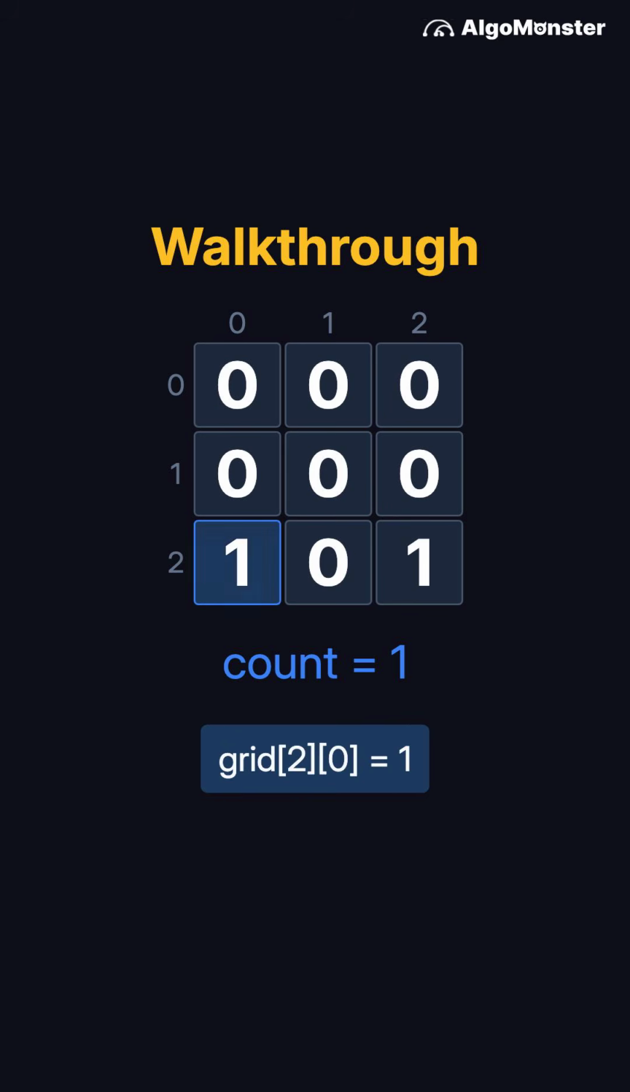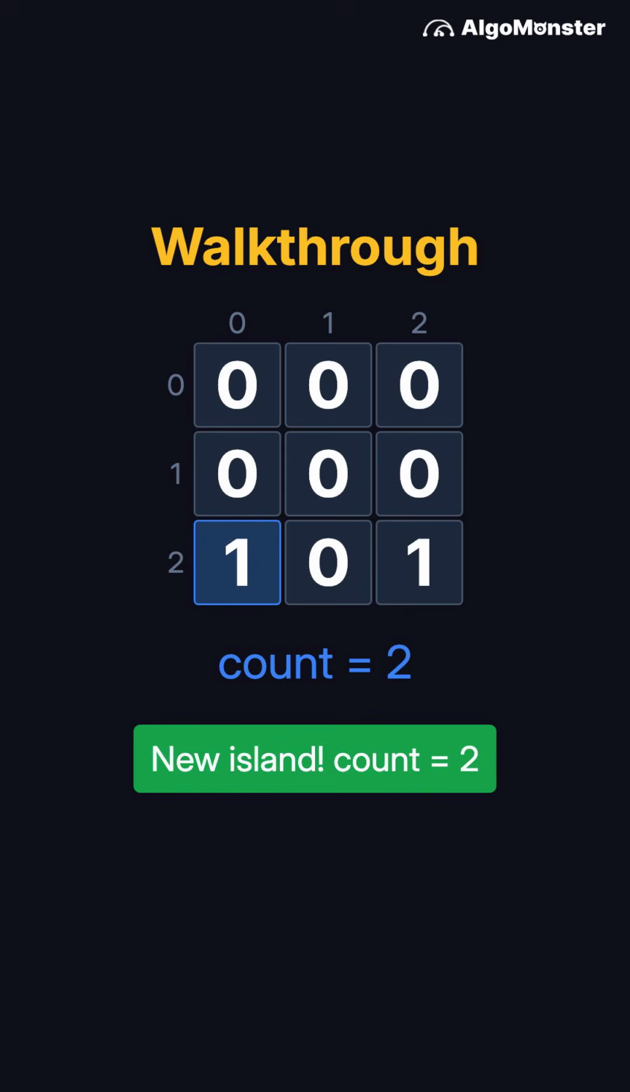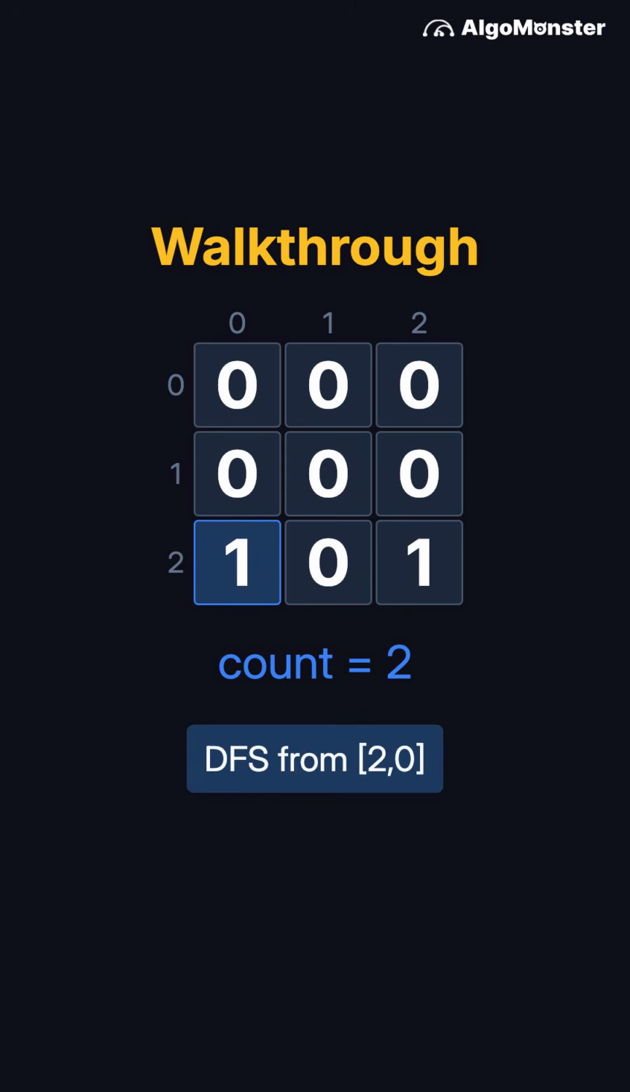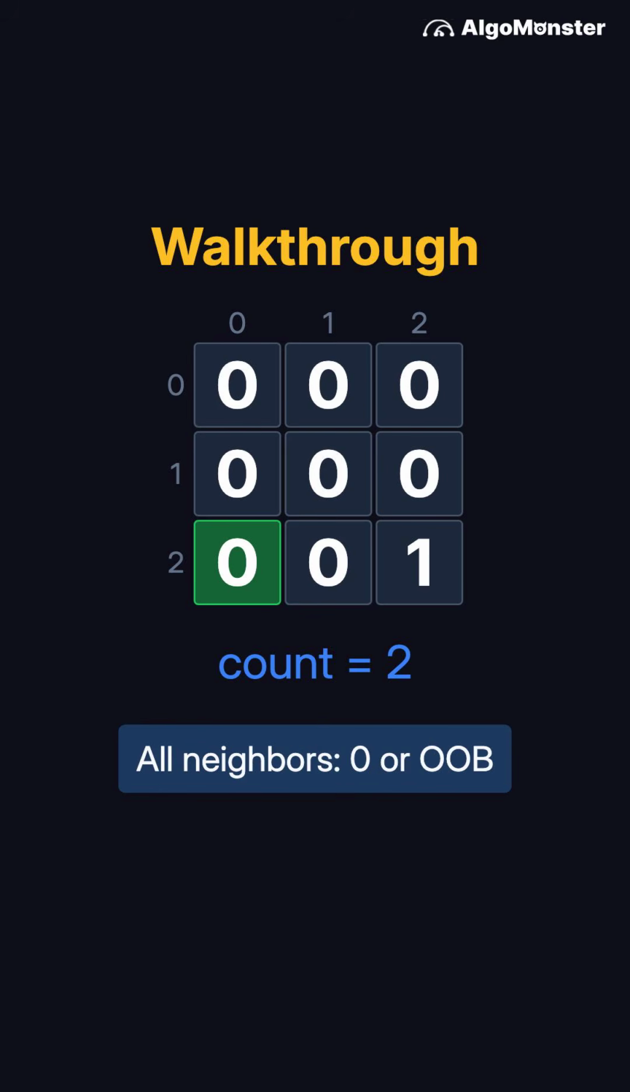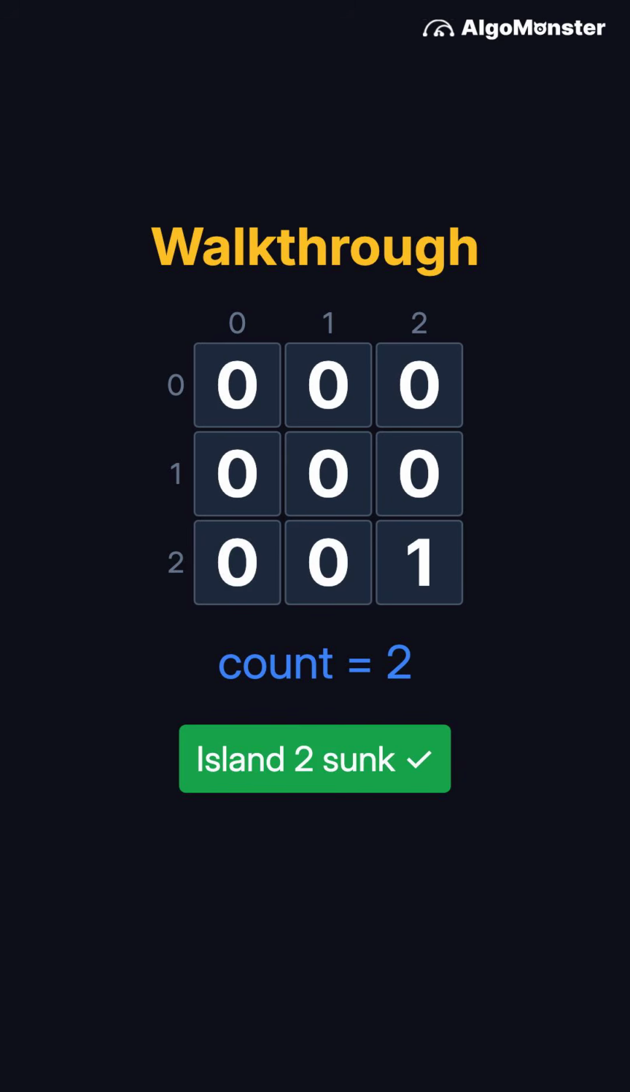Continue scanning. Everything is 0 until row 2, column 0. That's a 1. New island. Count goes to 2. Run DFS. Flip it to 0. All neighbors are 0 or out of bounds. Single cell island. Keep scanning.